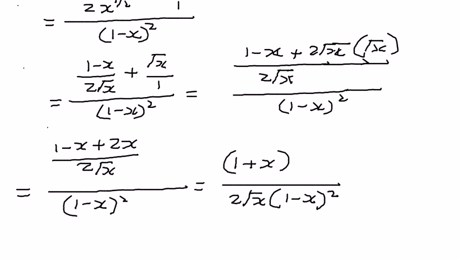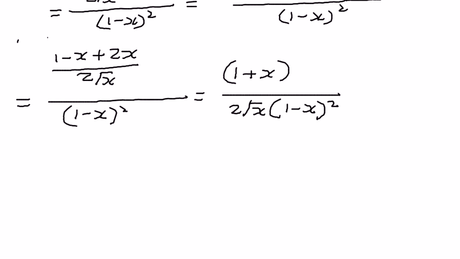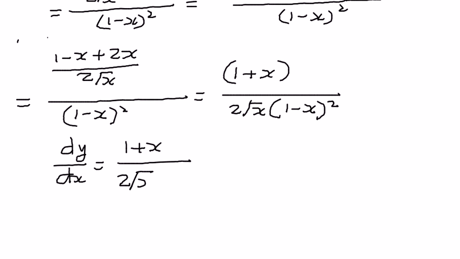So this is our answer. This is where we want to leave it. So therefore, if we had a function y is equal to square root of x divided by 1 minus x, the derivative of that function, dy by dx, was equal to 1 plus x, this whole thing divided by 2 square root of x times 1 minus x, this whole thing raised to the power of 2. So this is our answer.